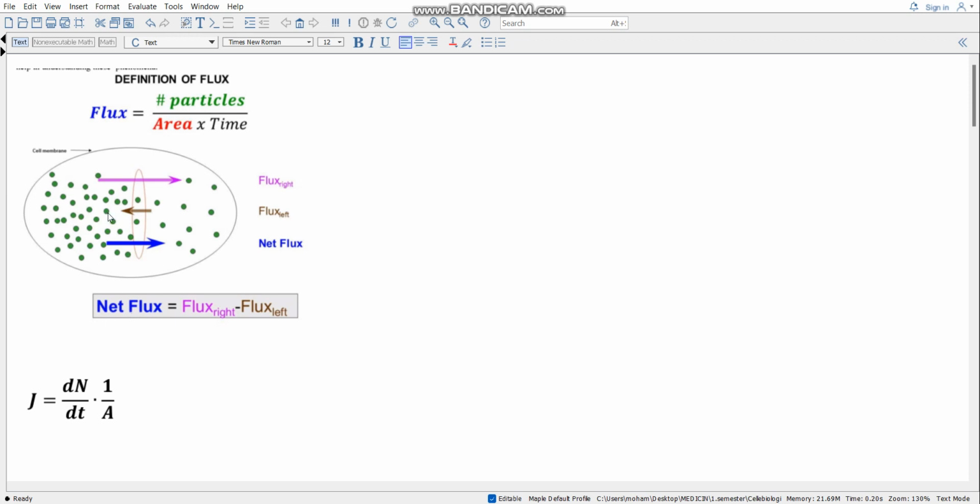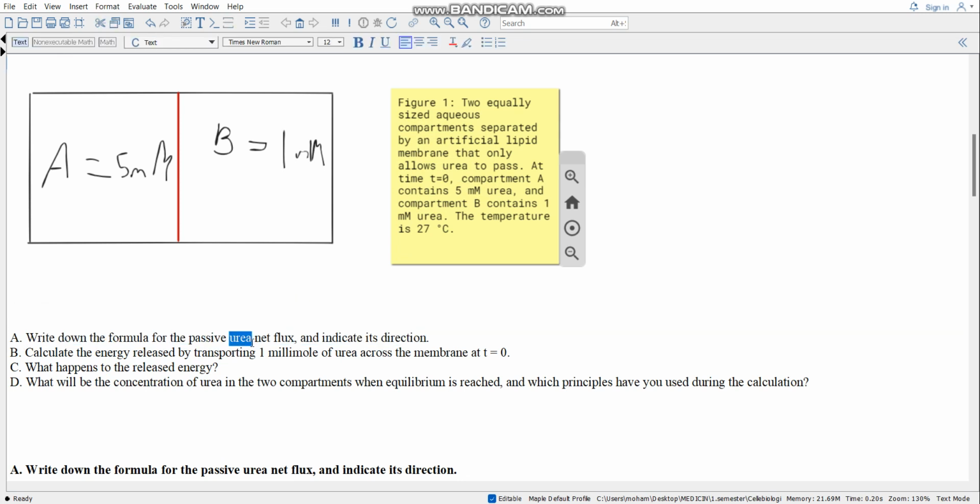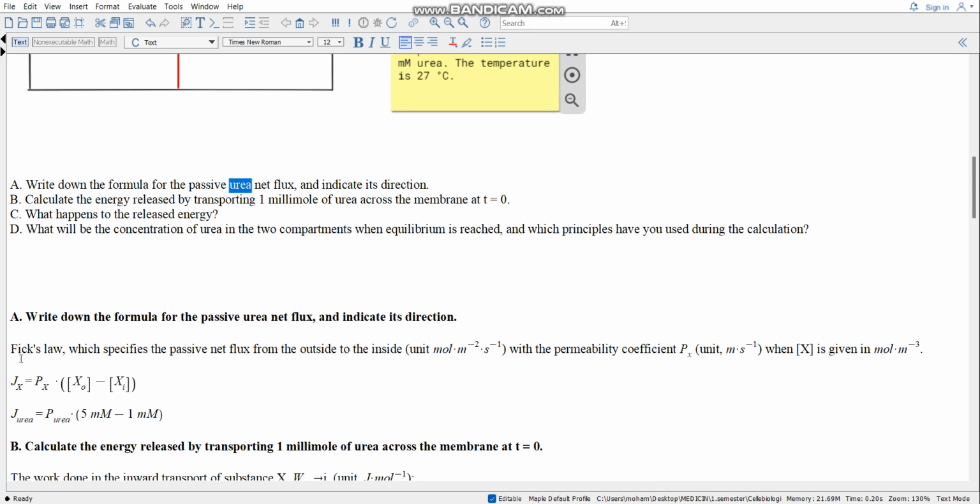So flux is basically just particles or moles of something moving over a certain period of time through an area, okay? Typically, we're talking about 1 second, right? And J is called flux. So let's get on to the task here. Just so you understand, urea is a waste product formed in the liver during protein metabolism. In the context of diffusion, urea can diffuse across cell membranes through passive transport, simple diffusion. Okay, so let's try and solve this.